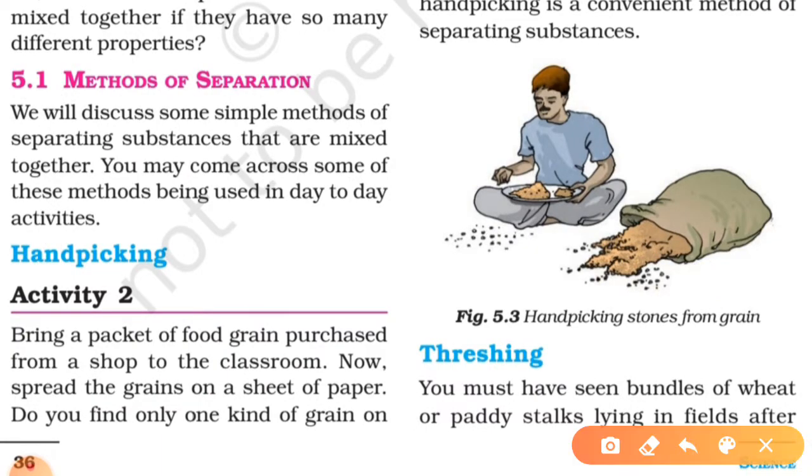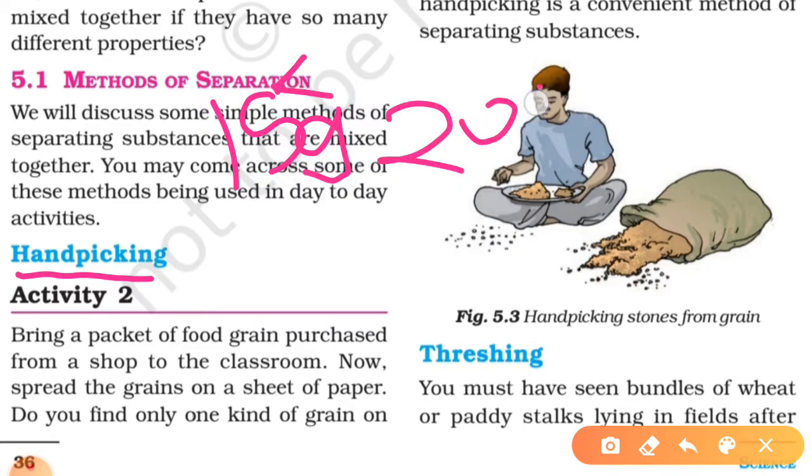So, friends, the first method of separation is hand picking. In hand picking, we take a small quantity of grains, like 15 kg, 20 kg, mixed with husk, particles and stones, and then we separate them by hand picking. We pick up the stone particles and drop them.